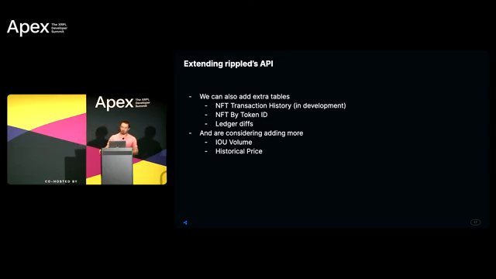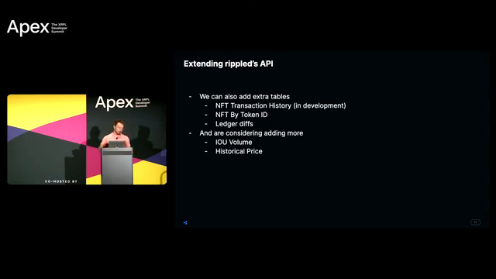RippleD does not support that. RippleD won't support that, right? Because it doesn't need to. It doesn't need to support that to process transactions. It would just be excess stuff for RippleD. I added support for ledger diffs, which is like, give me all the objects that changed as part of applying the transactions in this ledger.